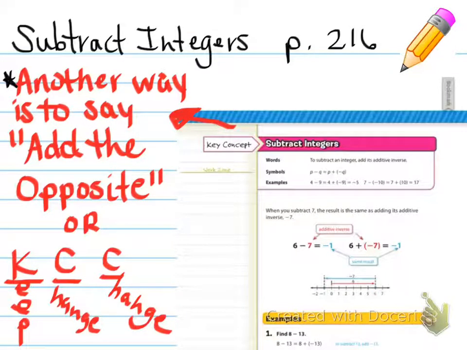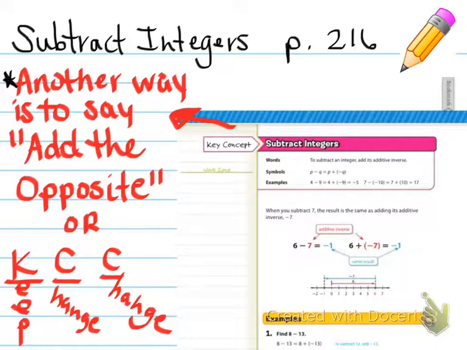Okay, moving on to page 216, so at the top of your paper or wherever you are in taking your notes, mark that this information is on page 216. Notice you've got the little pencil icon reminding you to write this information down that I have in red. They have some information in the key concept area telling you to subtract integers, how you would say that in words, with symbols, and of course they have some examples for you.